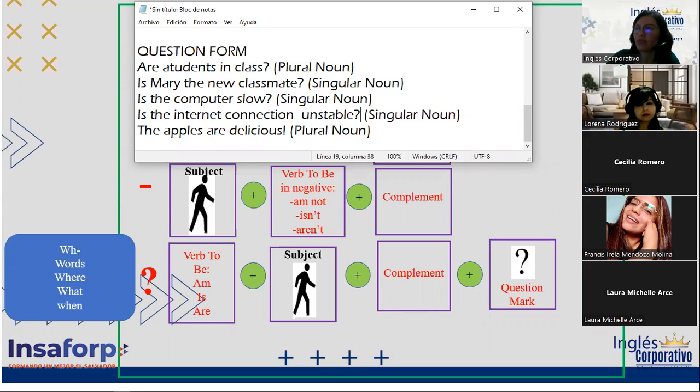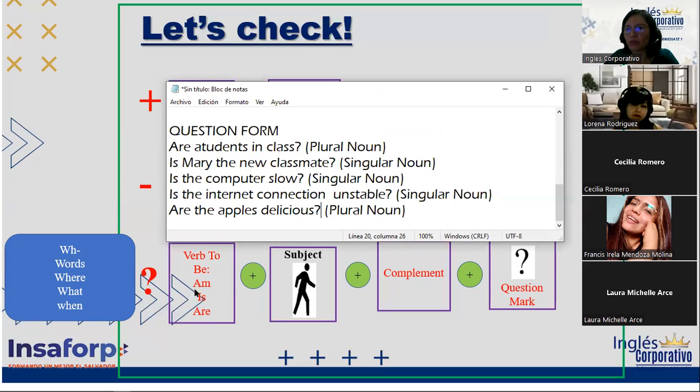And then the apples, right? So I'm going to get this one from here, right? Are the apples, aquí ya necesito mayúscula, así que I just take it away. Are the apples delicious, right? Y ya no necesito ese exclamation mark, el de admiración se llama exclamation mark, porque es una pregunta. Entonces, si usted se fija acá, estamos cumpliendo con la fórmula que tenemos, right? Verb, subject, complement, and question mark.